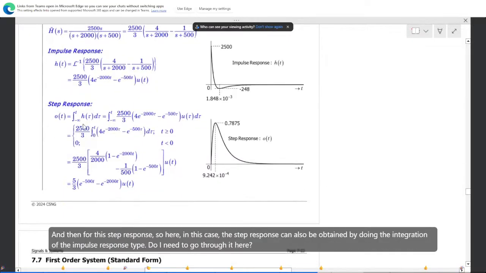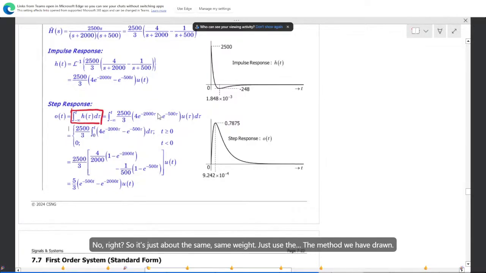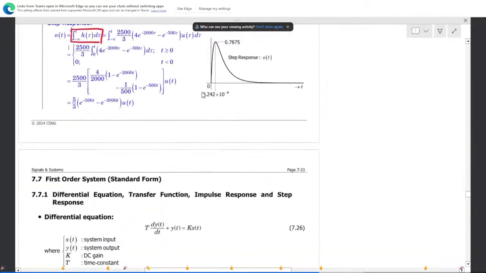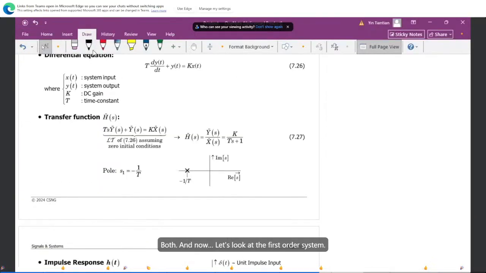For the step response in this case, it can also be obtained by doing the integration of the impulse response. Do I need to go through it here? No, right? It's just about the same way. Just use the method we have done before. And now let's look at the first order system.